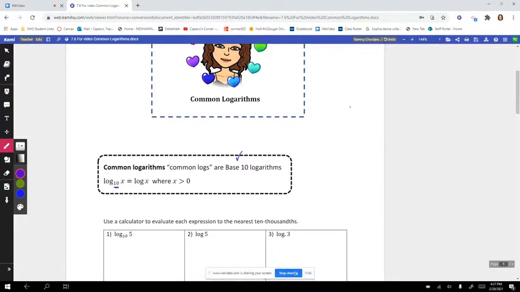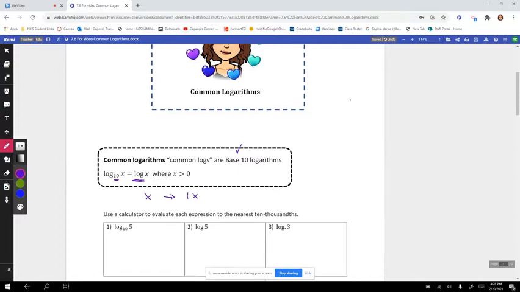So similar to when we write the variable x, it really is 1x. We just don't write it. It's the same thing when we say log base 10 of x is log of x. We know that that base 10 is there.